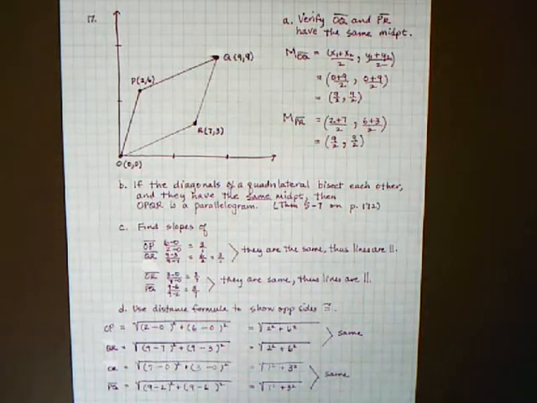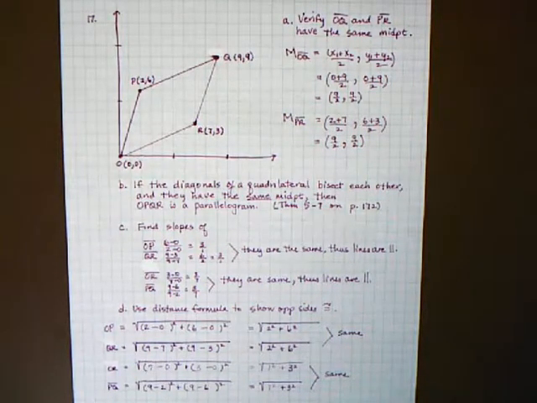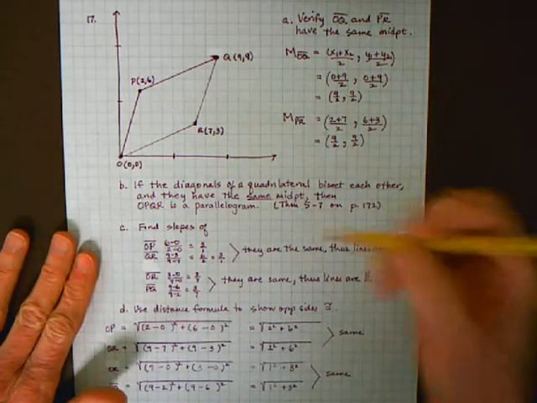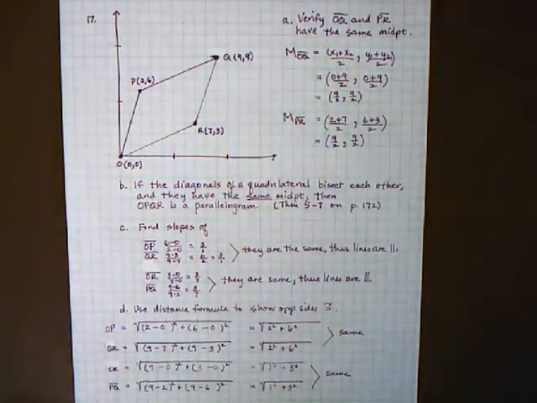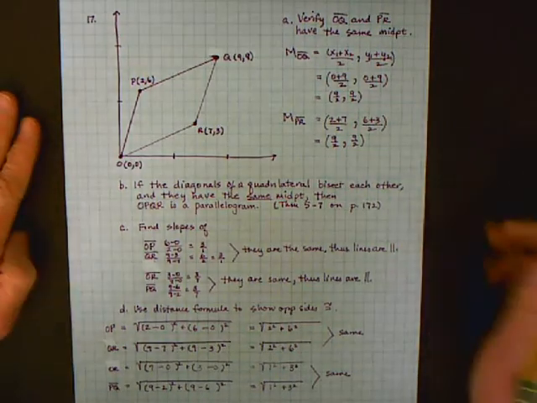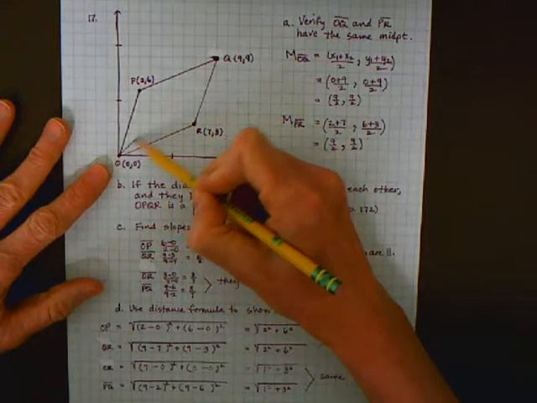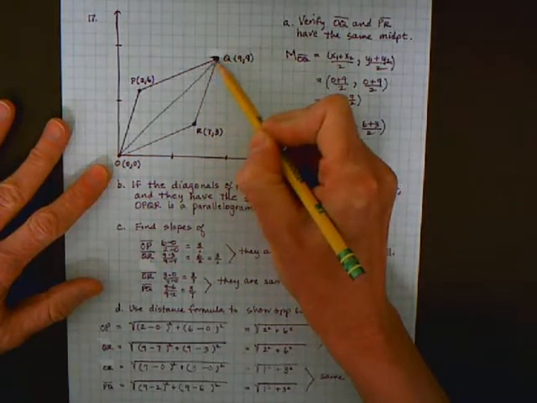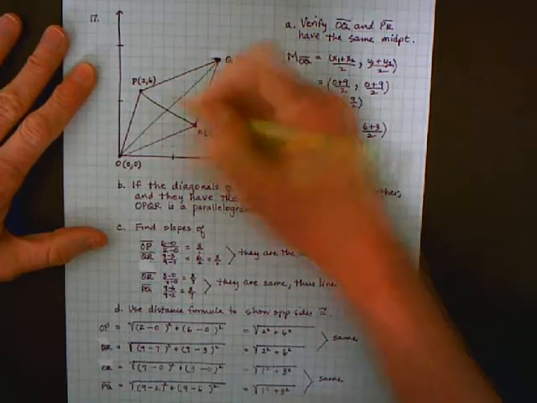Hello. We are talking about section 13.5, 2 B and C level problems. One is problem 17, the other one's 19. So here's 17. The first thing you'll notice is that you're given this figure that's been graphed. What you have to do is verify that OQ, this line right here, and PR, this one right here, have the same midpoint.